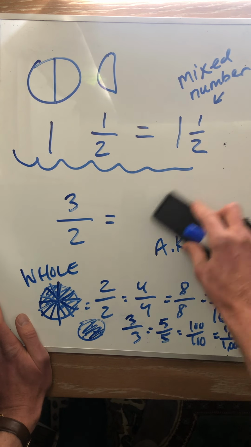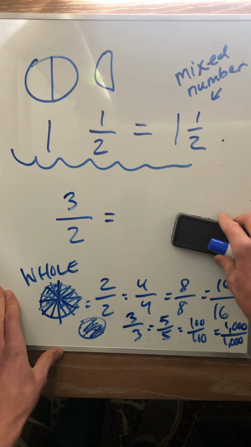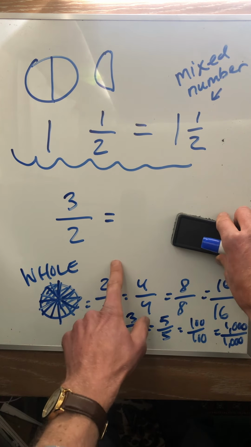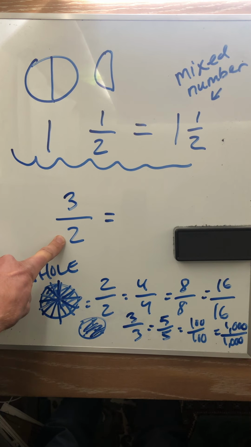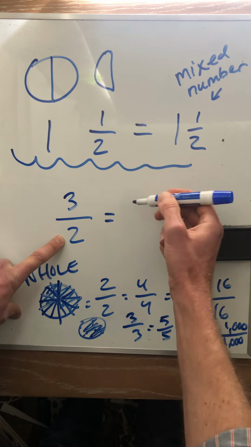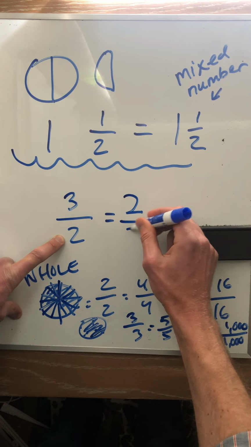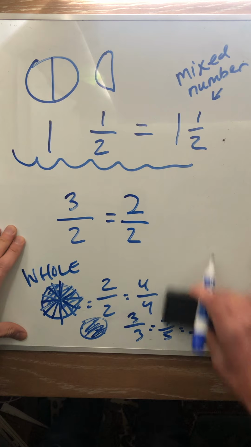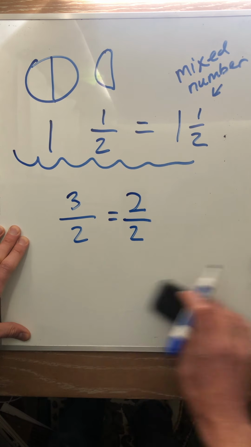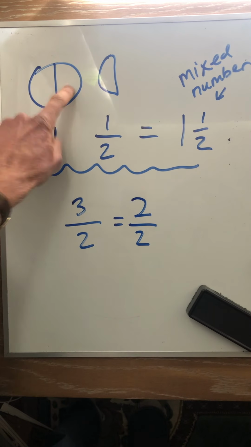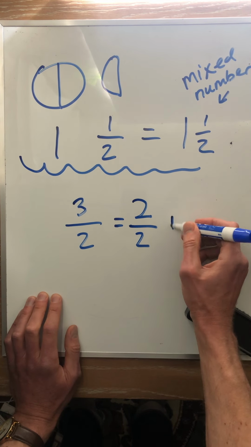So when I look at something like this, 3/2, the first thing I'm looking for is how many wholes are in there. And my clue is, oh, they're cut into halves, right? So I know for a fact I have at least one whole in there, because 2/2 is a whole, right? 2/2 is a whole. But what else do I have in there?